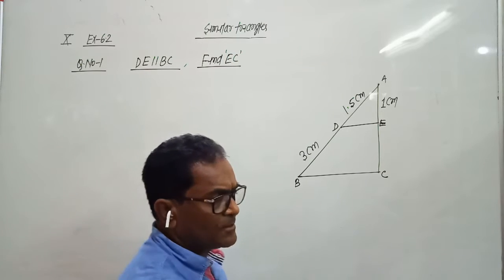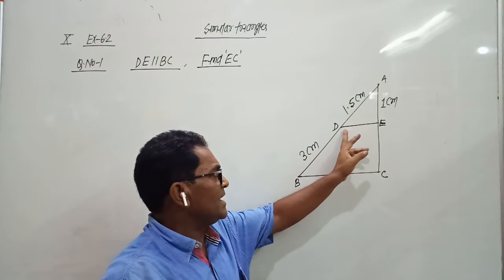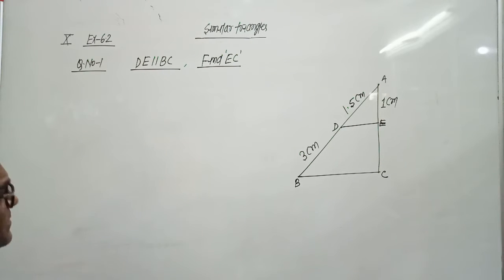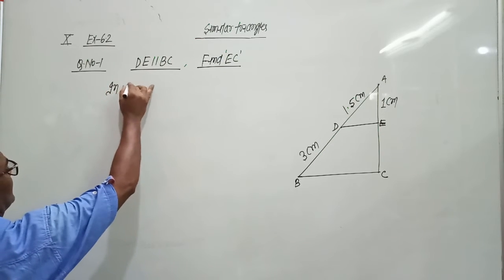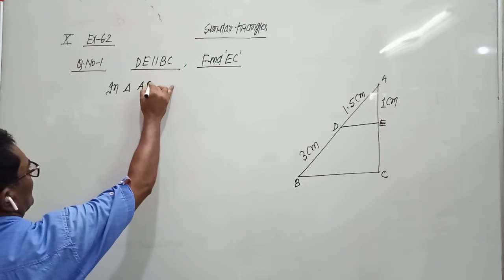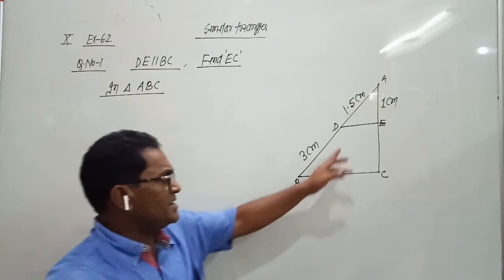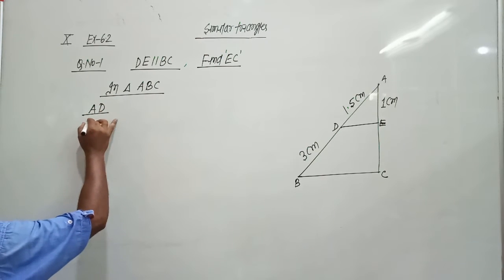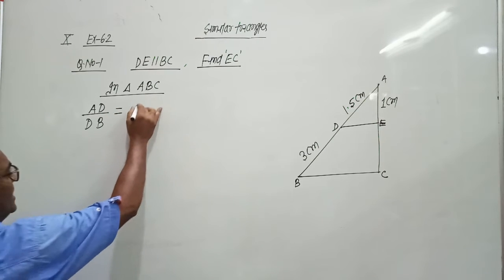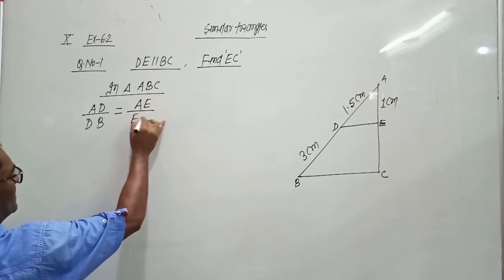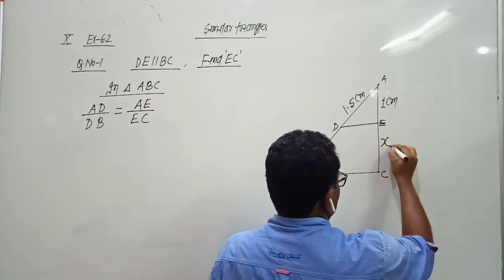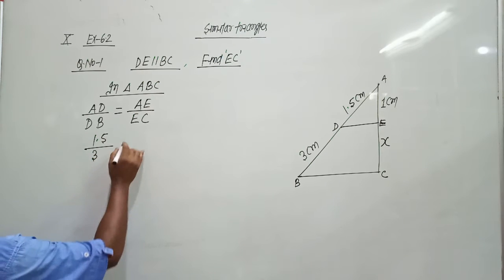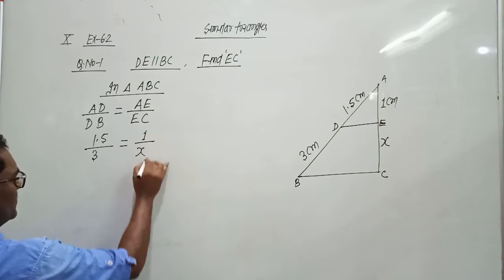So we use the basic proportionality theorem, BPT, because in triangle ABC, DE is parallel to BC. So we use the concept of the BPT theorem. In triangle ABC, if the side DE is parallel to BC, then the sides must be proportional. So AD upon DB equals AE upon EC. Let the length of EC be x. So AD is 1.5, DB is 3, AE is 1, and EC we have supposed x.